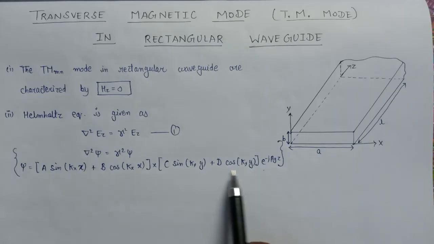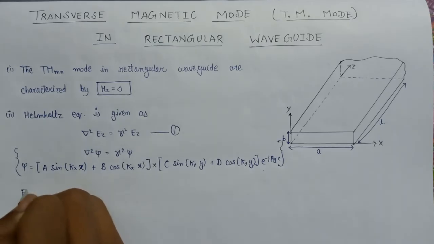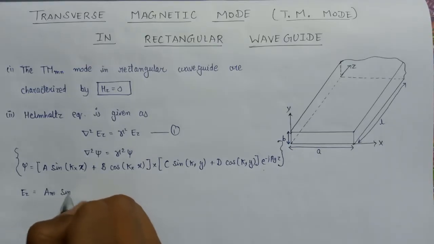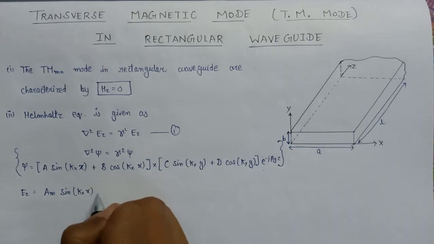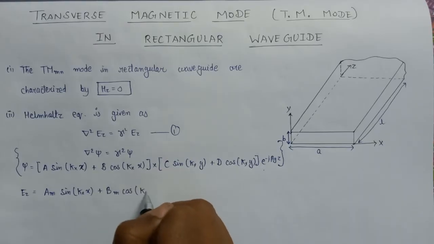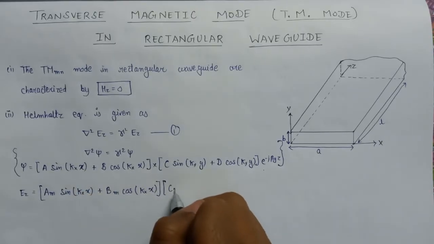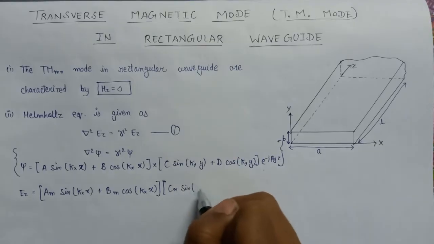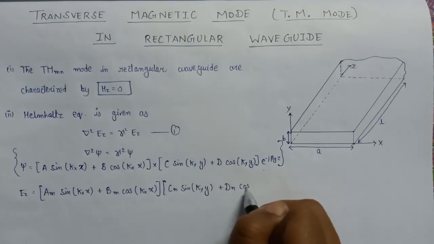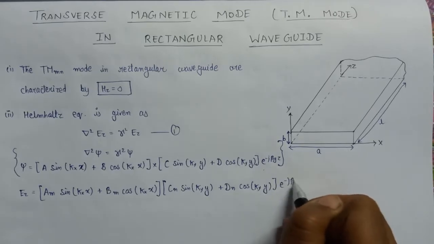Now on the basis of this solution, if we write down the solution for this equation number 1, its value will become Ez equals Am sine kx plus Bm cos kx, into Cn sine ky plus Dn cos ky, into e to the power minus j beta gz.